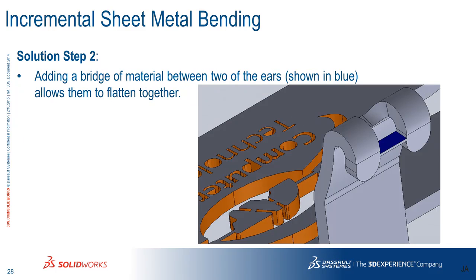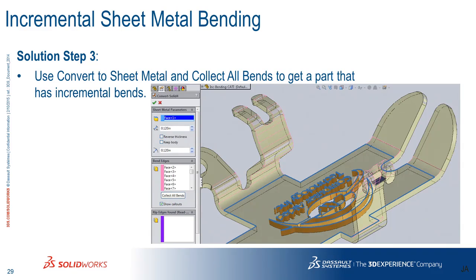In some cases, if we have areas where there's two tabs that really need to be tied together, we can add in a bridge of material between the two ears, as it's shown in blue there. And this allows them to flatten together. Just another little trick in there. And then we use convert to sheet metal. Tell it to collect all bends to get a part that has your incremental bends inside of it.